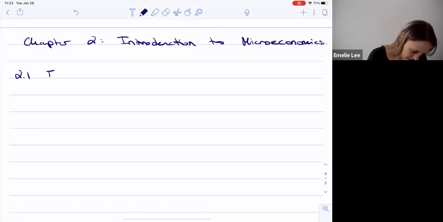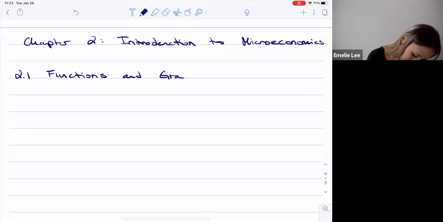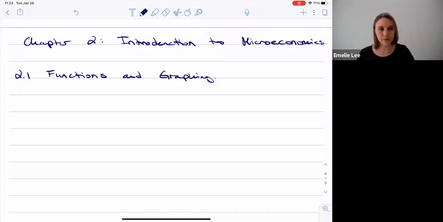Section 2.1 is called functions and graphing. The first thing I want to do is remind you how to draw a straight line. I know that sounds silly, but there's only one way to draw a straight line, especially if you're graphing one. You only need 2 points on a line in order to draw the entire line, because if you have 2 points and a straight edge, you connect the two, and the line just keeps going and going. So the trick is to be able to find 2 points on the line.